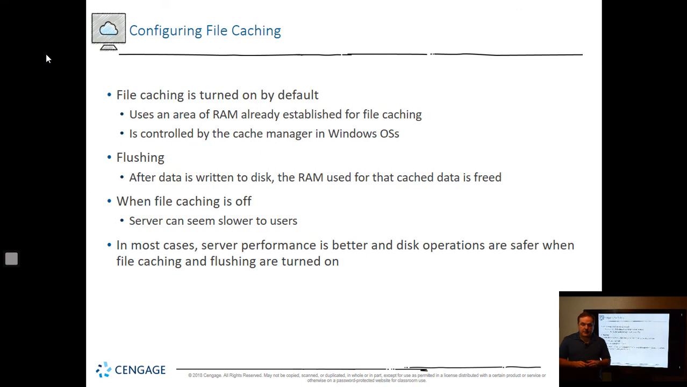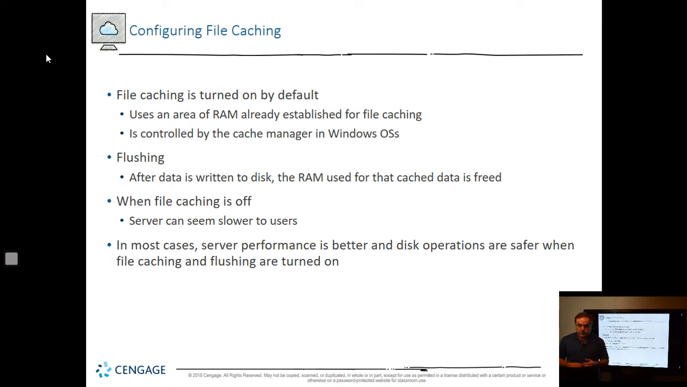File caching is turned on by default, and it is a useful thing to have. It uses an area of RAM already established for it, and it makes searching for things much faster and opening things up faster. If you turn file caching off, the server runs slow.